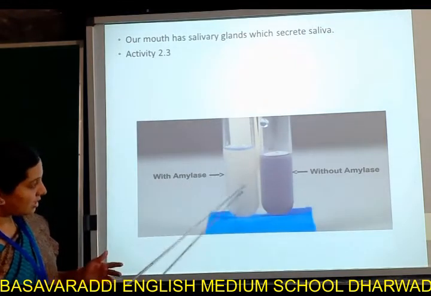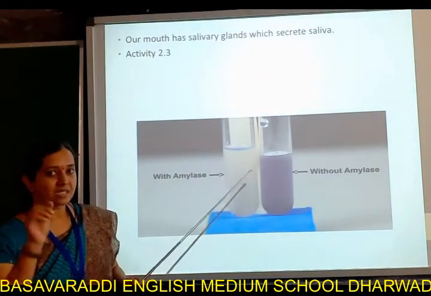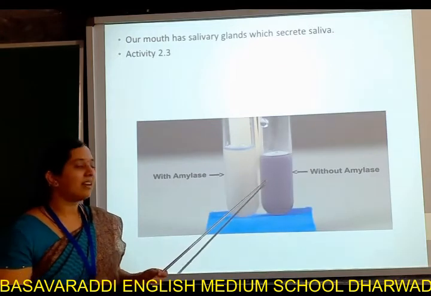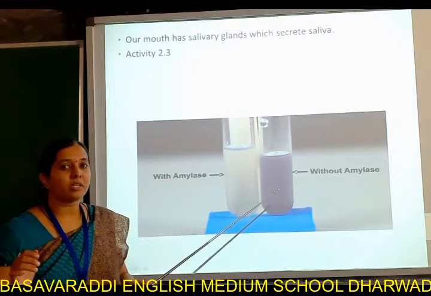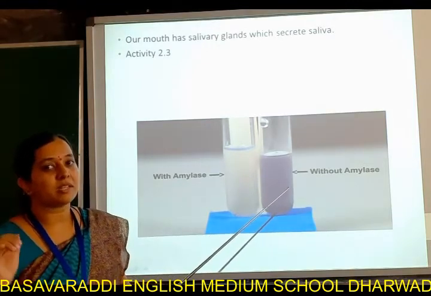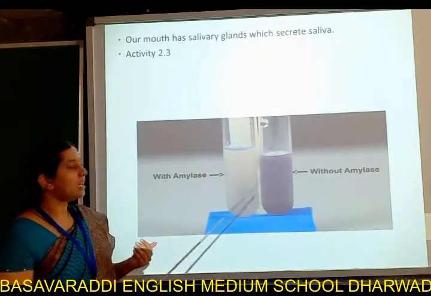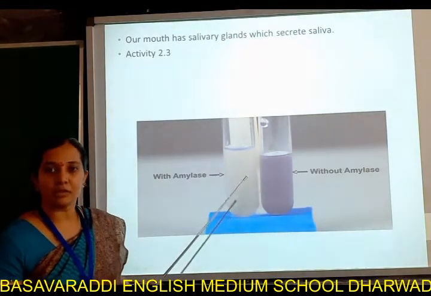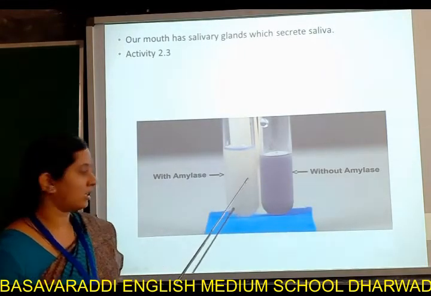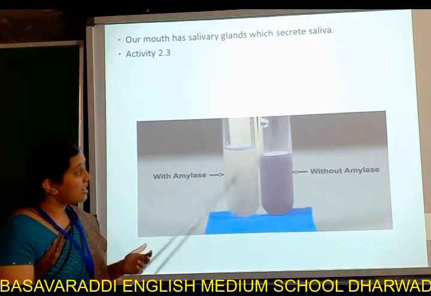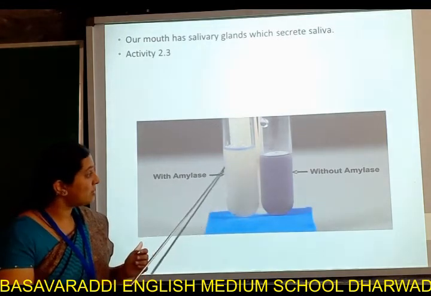So you can see here the 2 test tubes. In both the test tubes we have added the starch and then we have added the iodine solution, because the iodine test, if you remember, is done to check the presence of starch there. Firstly, it was a violet color only, or purple color, or dark blue color. But when you add the saliva in the first test tube, the color is changed.